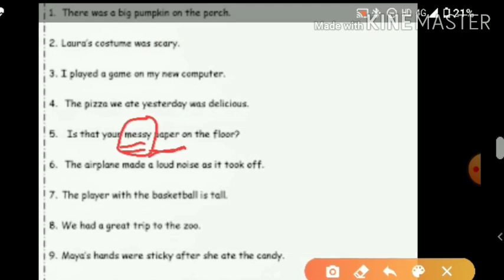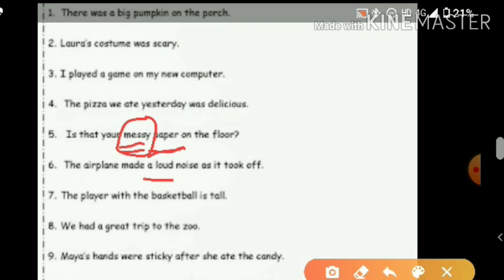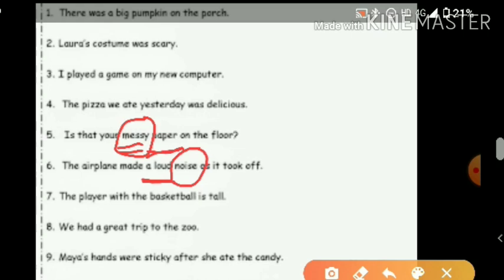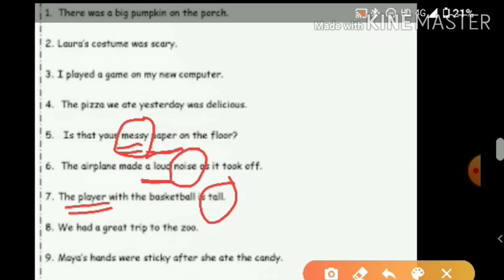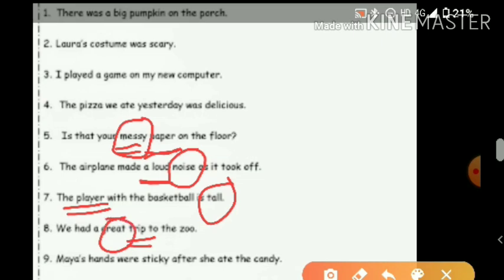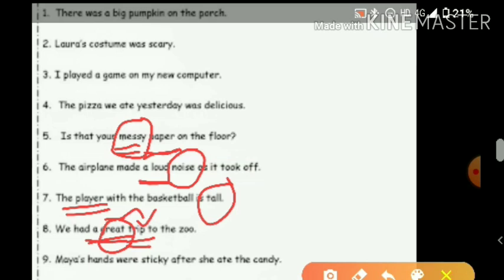The airplane made a loud noise as it took off. Which kind of noise? Loud. So loud is a describing word, that is adjective, and it is describing the noun noise. The player with the basketball is tall. What kind of player? Tall player. So tall is the adjective and player is the noun it is describing. We had a great trip to the zoo. Trip is the noun, and what kind of trip? Great trip. So great is the adjective.